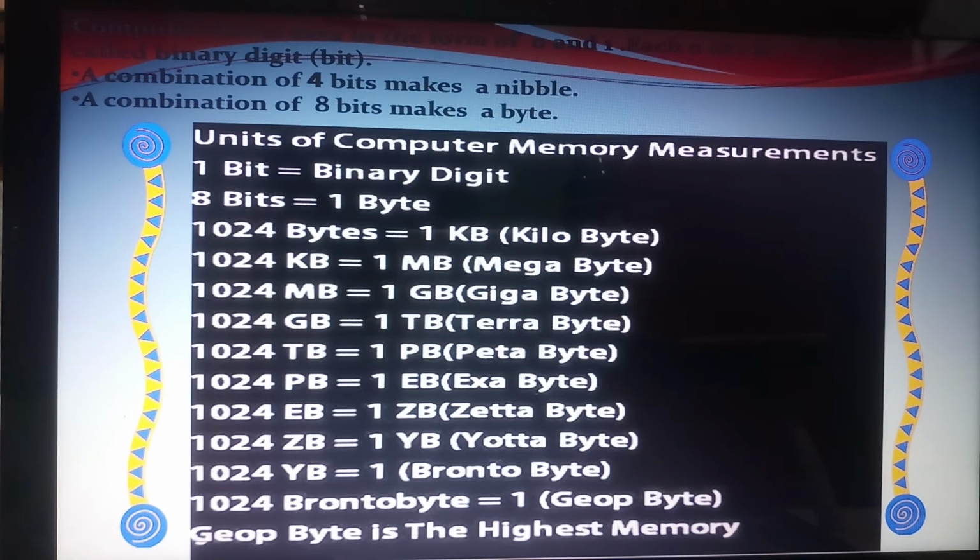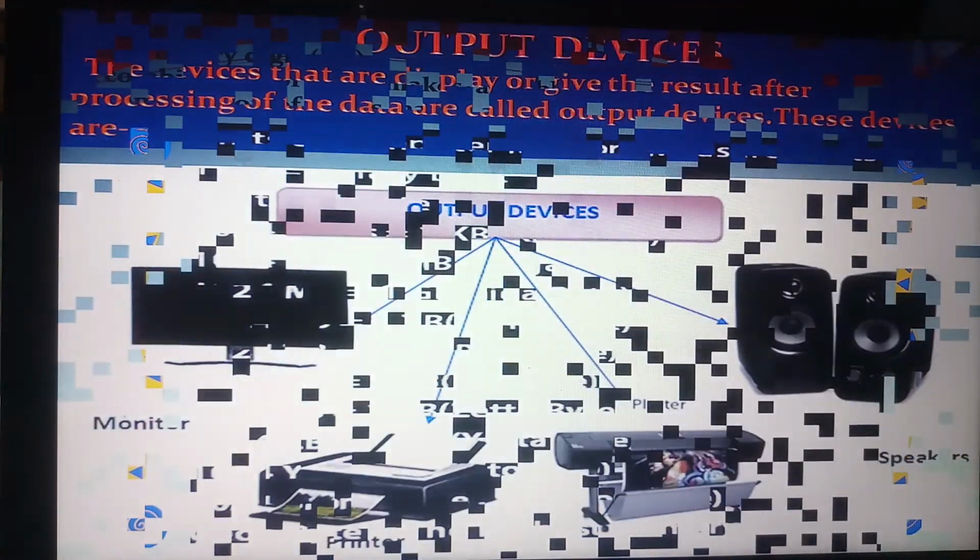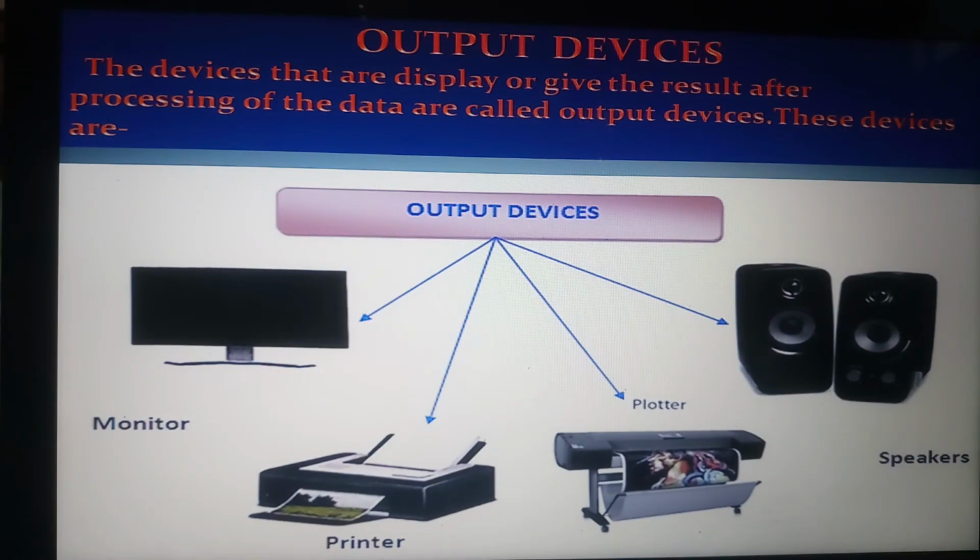Next and last is output devices. The devices that display or give the result after processing of the data are called output devices. These devices are: first is monitor. Monitors are of three types: CRT monitor or cathode ray tube monitor. Second is LCD monitors, liquid crystal display monitors. Third one is LED monitors, light emitting diode monitors.